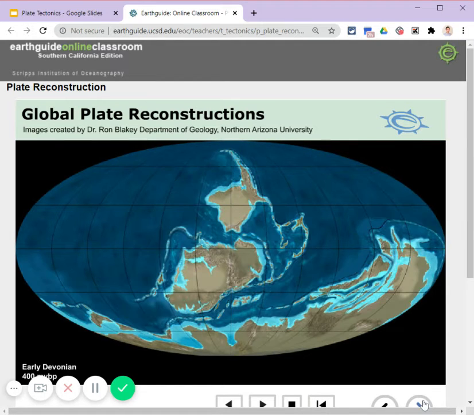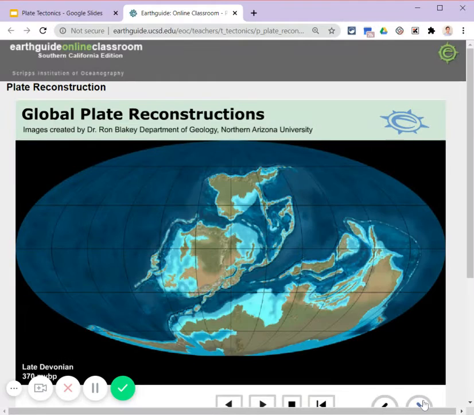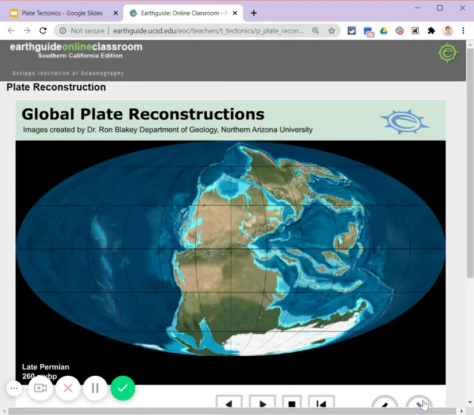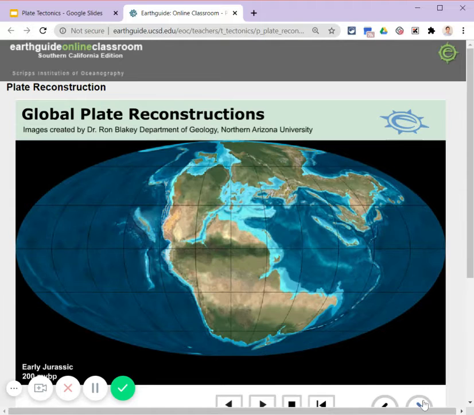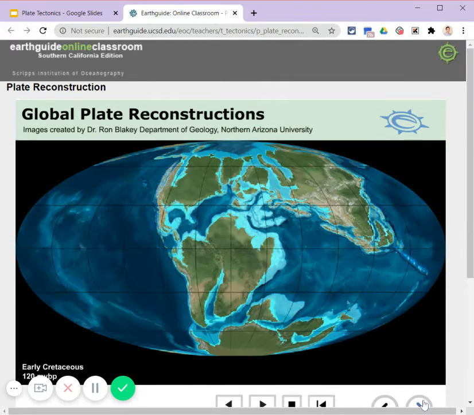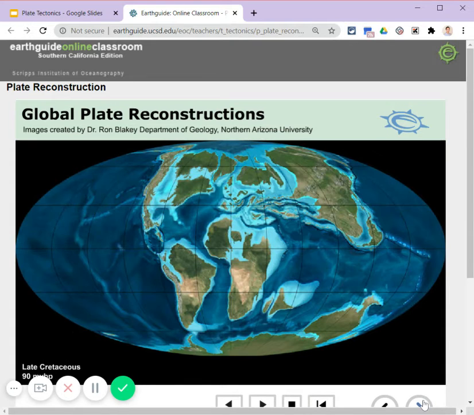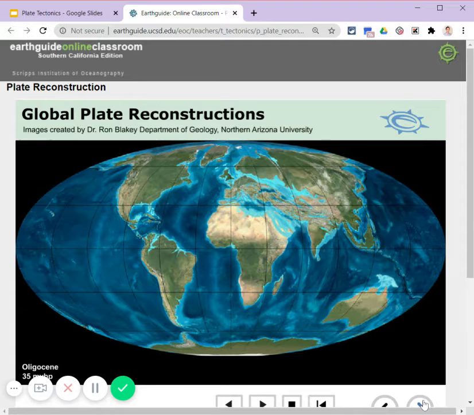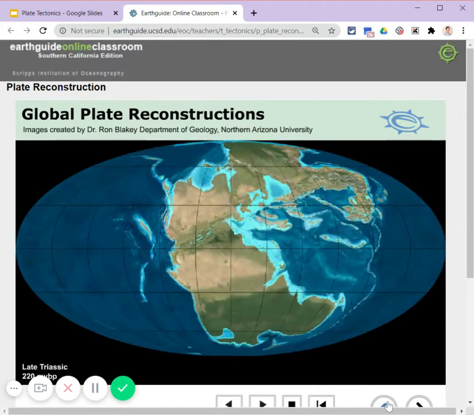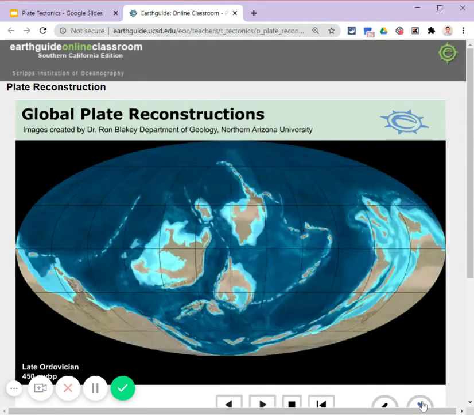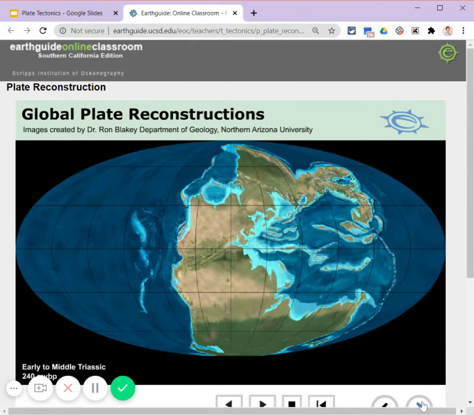This is now around 400 million years ago. 260 million years ago. Now we're going into the time of the dinosaurs. That's the Triassic, and then Jurassic, and then Cretaceous periods. And finally, we're down to the present. So I can go back, and you can do this yourself as well, and move forward again. So while you're doing that, type in your observations in your document or worksheet.